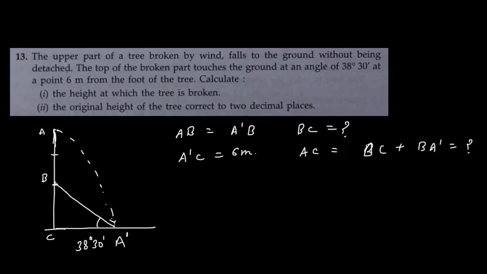So now, to find the value of BC and AB, I have to use both tan of angle A dash as well as cos of angle A dash. Let us first take tan of angle A dash. Tan of A dash is equal to BC upon A dash C. So tan of 38 degree 30 minute is equal to BC, which is unknown, upon A dash C, which is 6 meter.